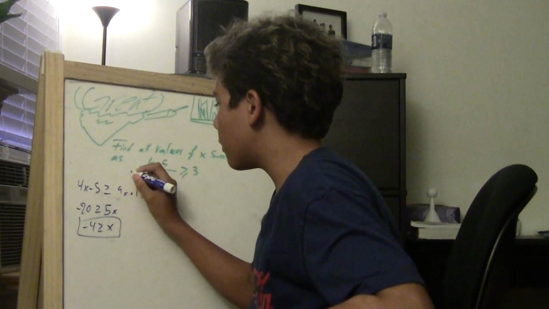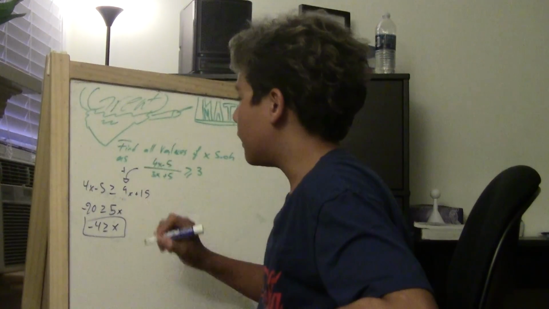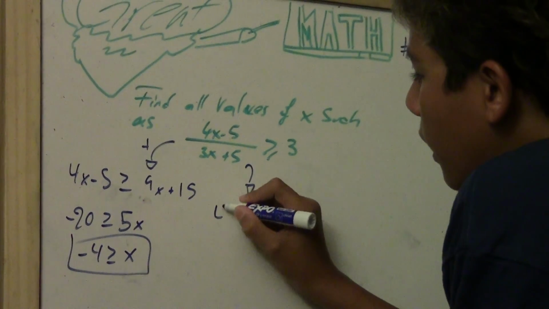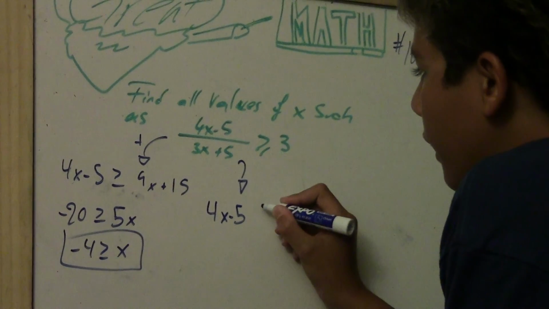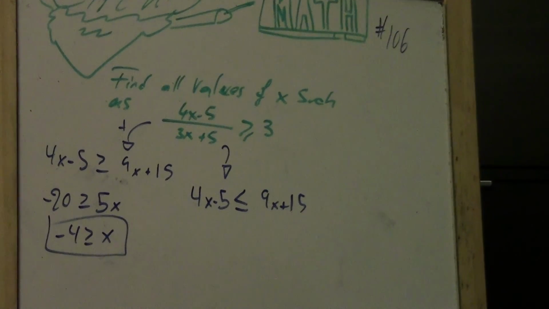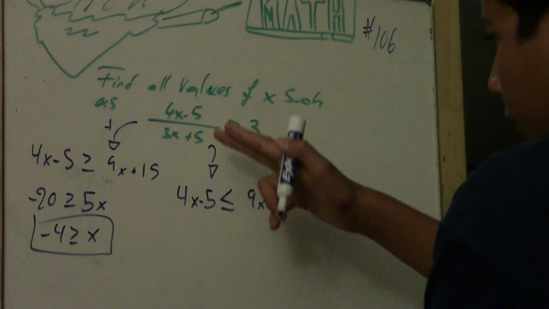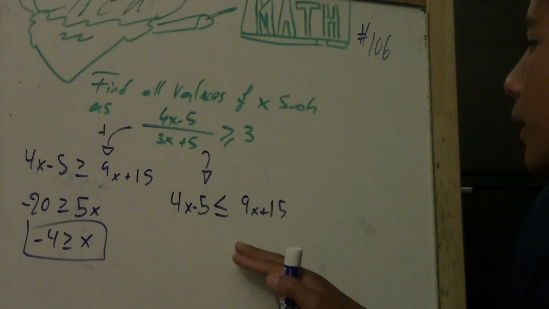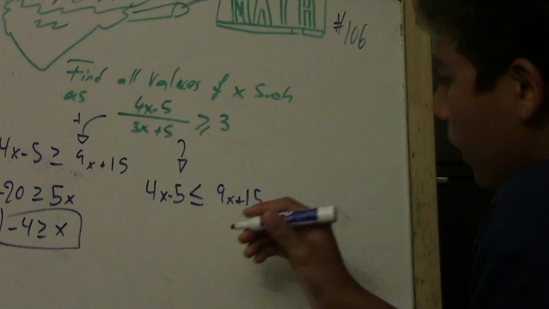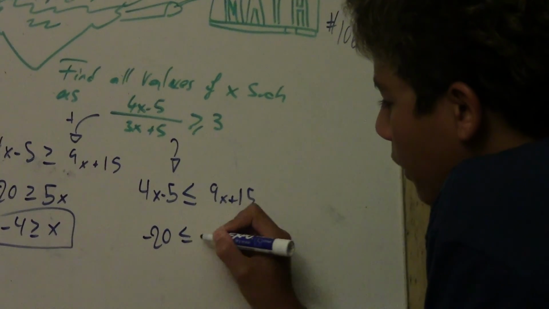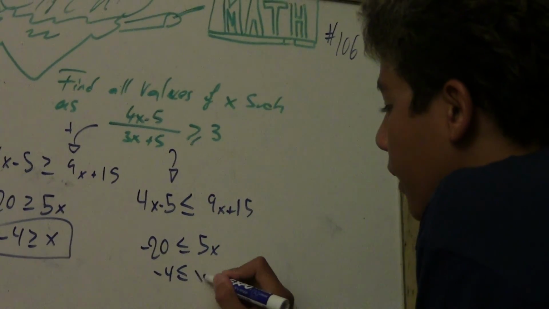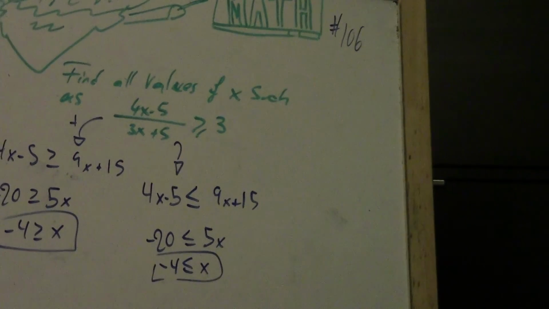So that means the one we just used is for when it's positive. Let's try one for when it's negative. So 4x minus 5 is now less than or equal to 9x plus 15, because when we multiplied it, the sign switched. So we minus the 4x here, it becomes 5x again, minus 15, and it becomes negative 20 is greater than or equal to 5x. Then we get almost the same answer, the only difference being the sign switch.